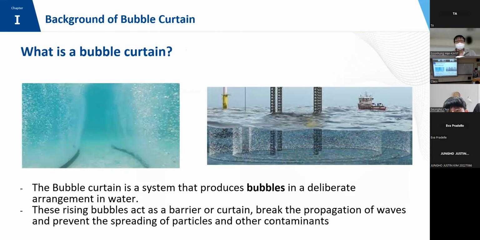Then what is a bubble curtain? As you can see in the two pictures, the bubble curtain is a system that produces bubbles and arranges them in the water. So these rising bubbles act as a barrier or curtain for the propagation of waves and prevent the spreading of factors and other contaminants.